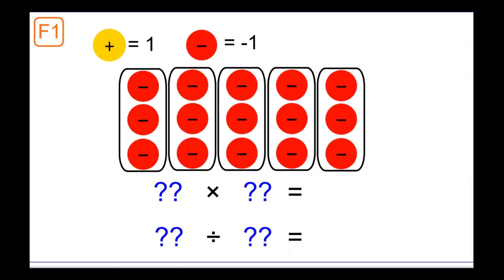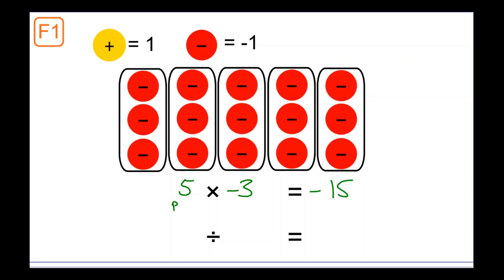Here's another example. What number sentences does this picture represent? Well, there are 5 groups of counters representing negative 3, and in all there are counters representing negative 15. This, again, is a positive times a negative to give a negative. The other way to read it is that there are counters representing minus 15 split into 5 equal groups. Each group represents negative 3.